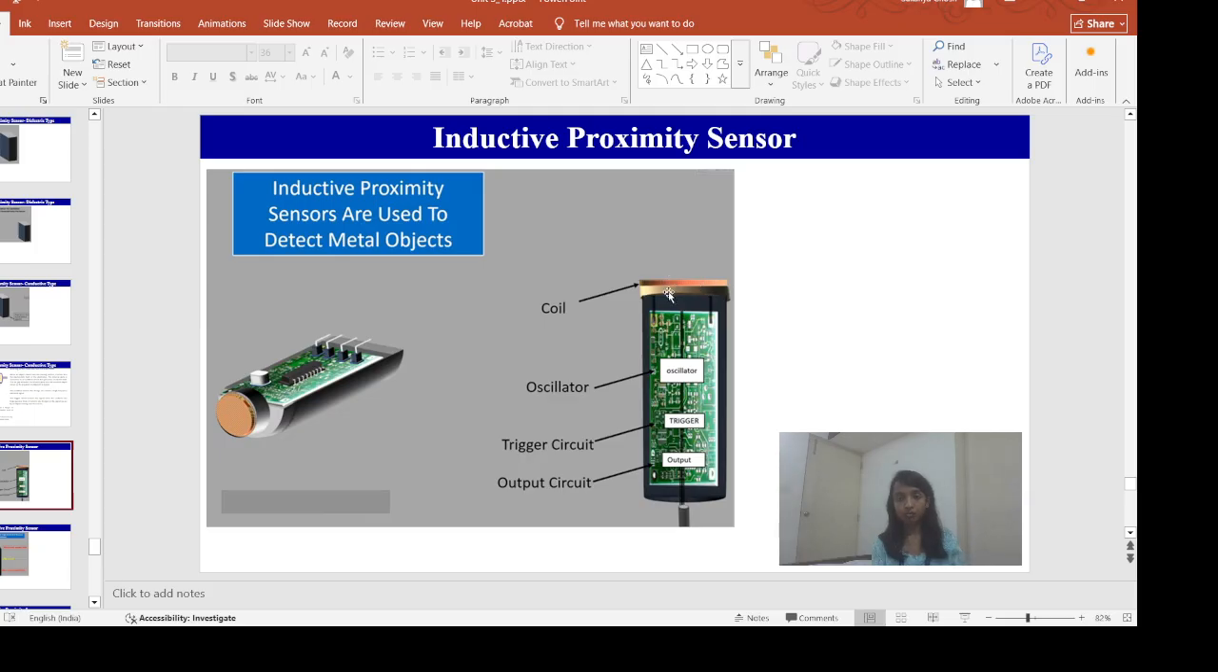There is a cup shaped core here which will hold this coil, and there is an oscillator circuit. It will generate the radio frequency signal. Then the triggered circuit will process the signal that it is receiving from the oscillator circuit, and finally in the output we have the transistor acting as a switch. Depending upon the triggered signal it receives, it will switch the transistor on or off.